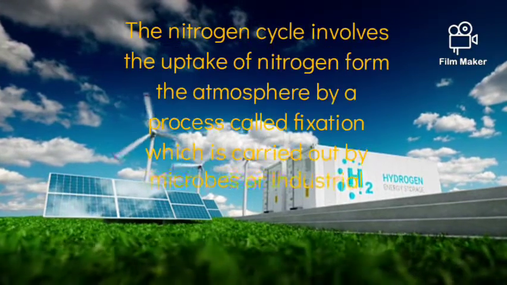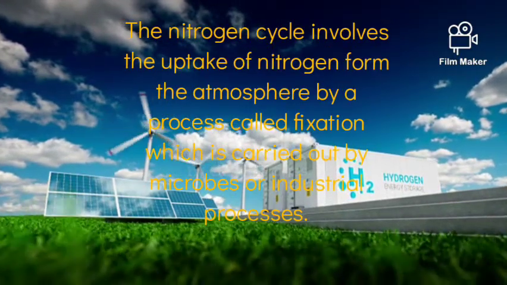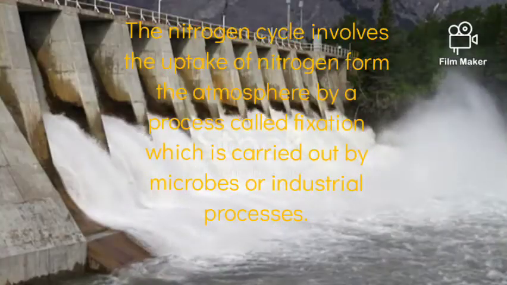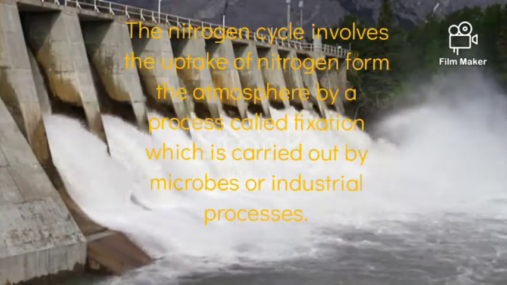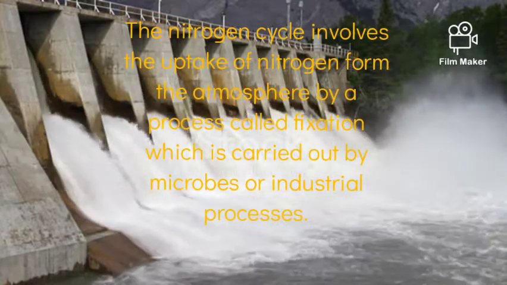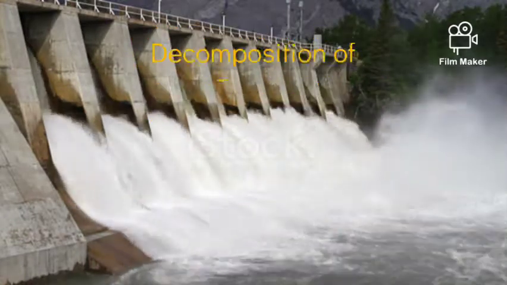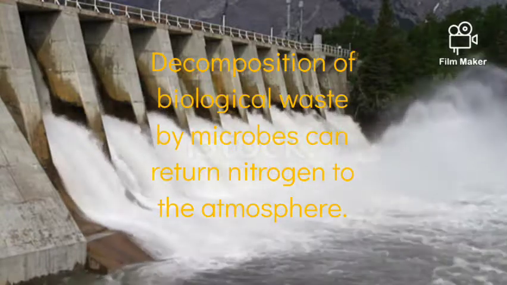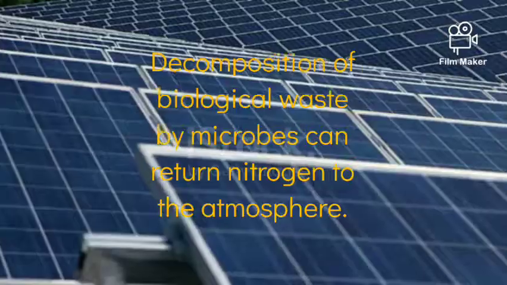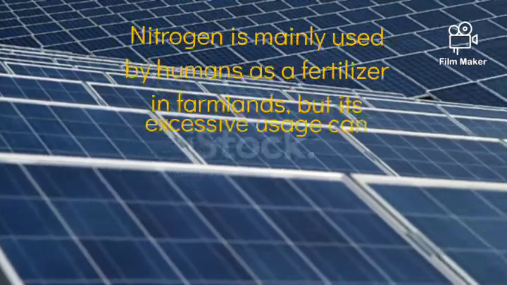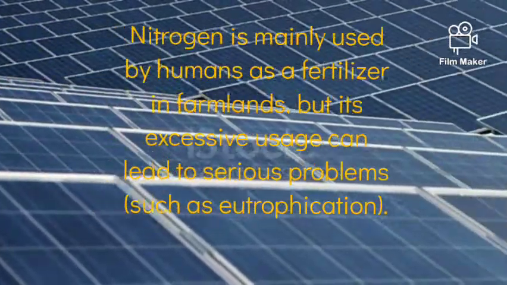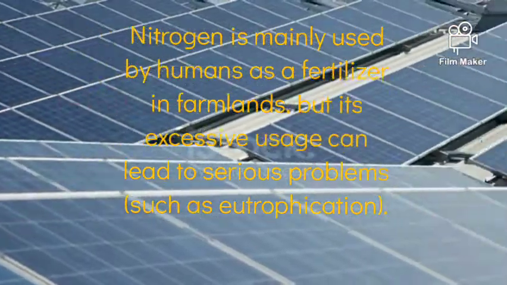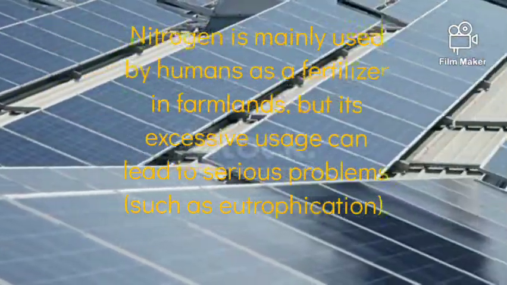The nitrogen cycle involves the uptake of nitrogen from the atmosphere by a process called fixation, which is carried out by microbes or industrial processes. Decomposition of biological waste by microbes can return nitrogen to the atmosphere. Nitrogen is mainly used by humans as a fertilizer in farmlands, but its excessive usage can lead to serious problems such as eutrophication.